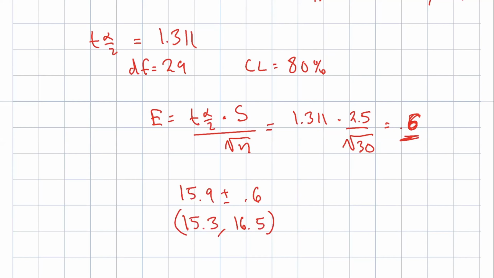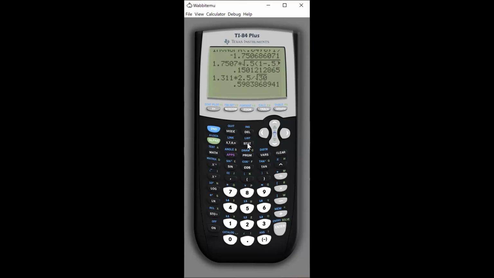If you want, you can also double check your answer by using the TI-84. For this one, you go to stats, you go to tests, you go over here to number 8, which is T interval. We don't have data, so we put the mean, which is 15.9. You put S, which is 2.5. You put N, where N is 30. You put confidence level, where we said it was 80%. You go ahead and calculate.